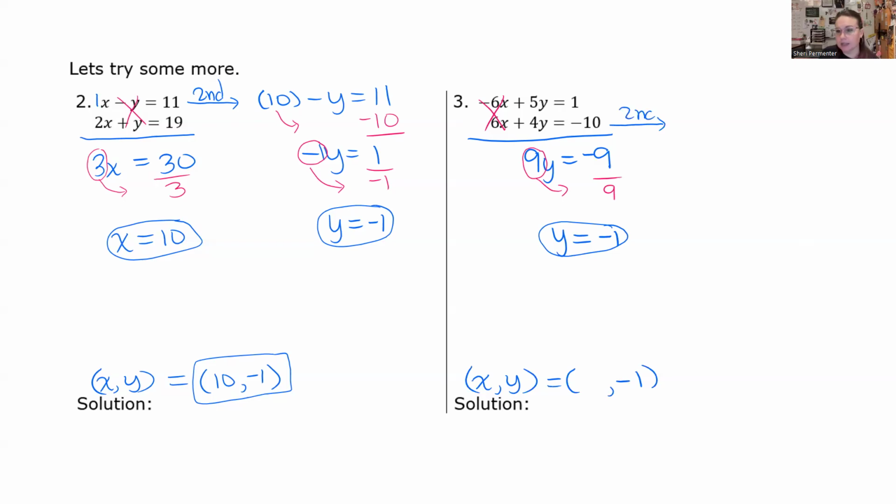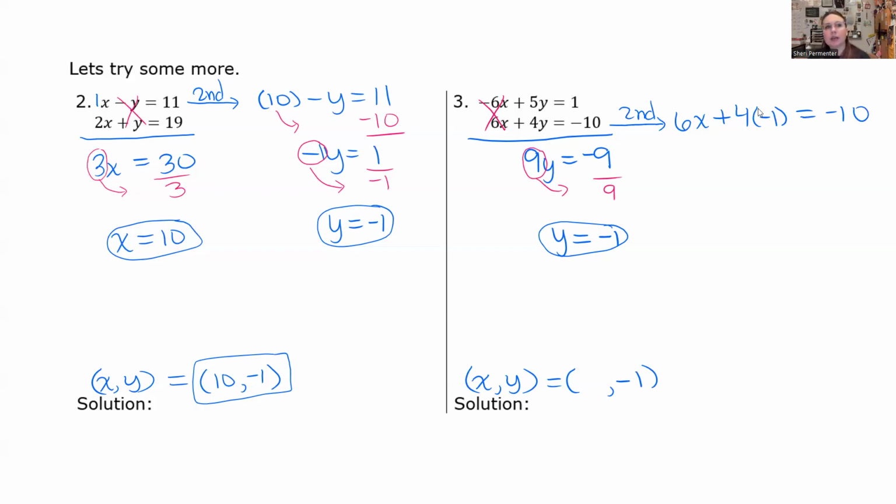So this is my second step. I have 6x plus 4, and I'm going to leave myself a space for the y equals negative 10. So I rewrote the second equation and I leave myself a space for the y. Y is negative 1, so I'm going to plug that in, negative 1. This one has a little bit more steps to it.